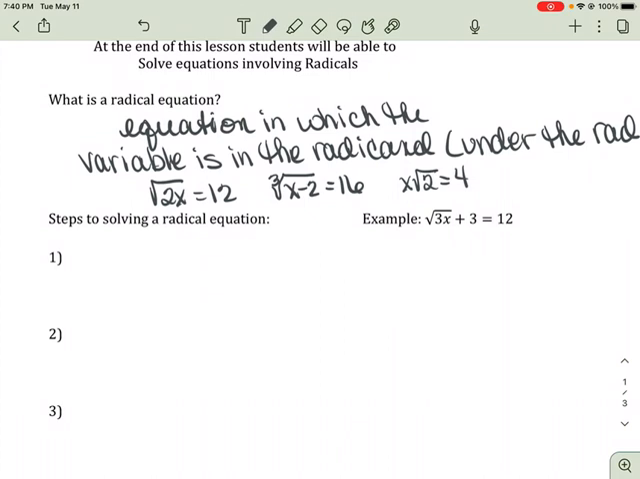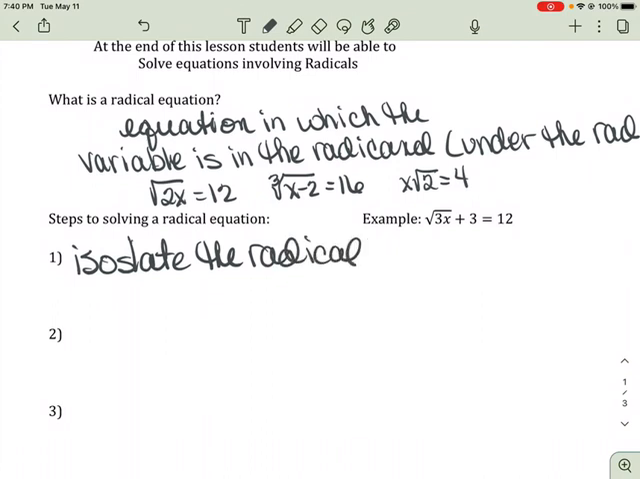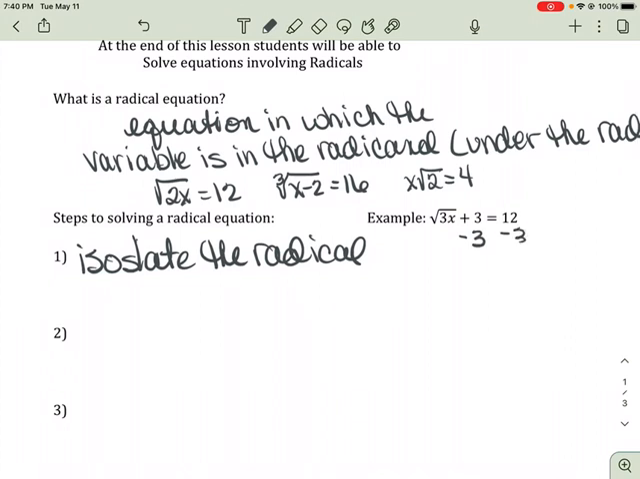Okay, so our first step is to isolate the radical. Get the radical by itself. So get rid of what's being added, subtracted, or multiplied and divided. So if I'm looking at this particular equation, the square root of 3x plus 3 equals 12, I'm going to subtract the 3 from both sides. So we get the square root of 3x is equal to 9.